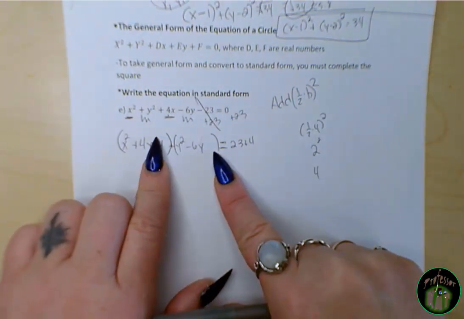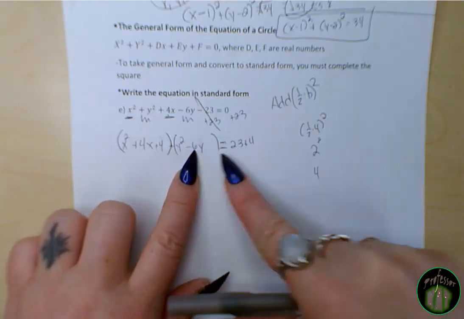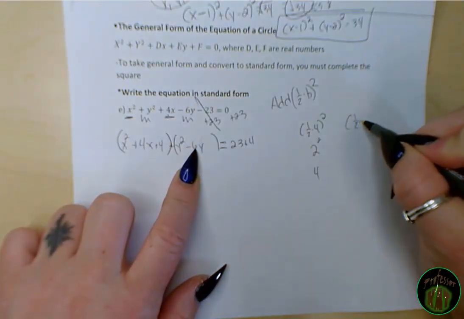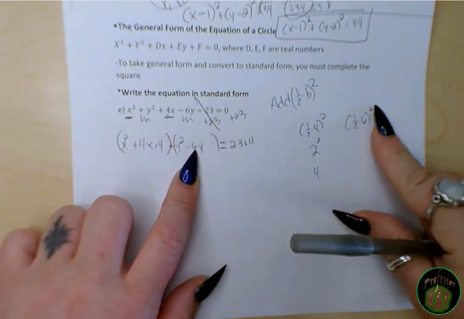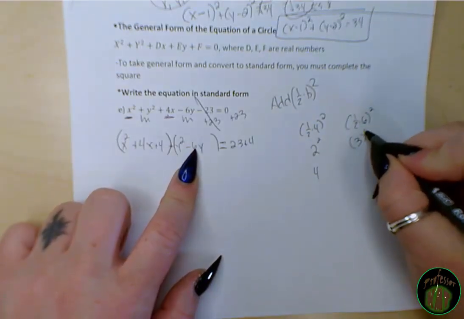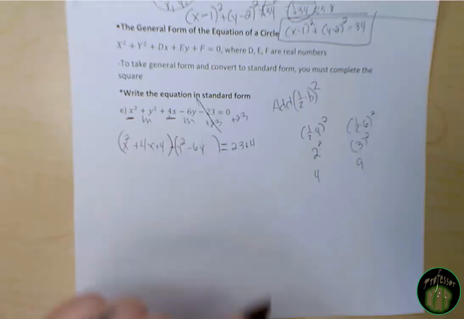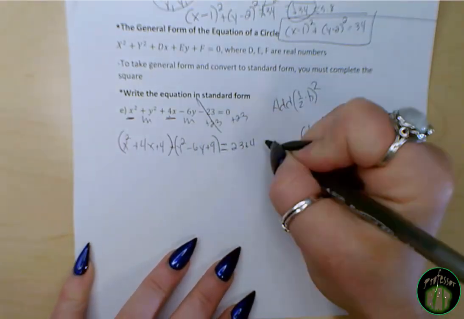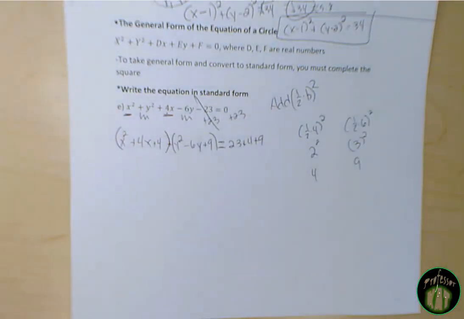Okay, we're going to want to do this again for the y's. If we look at our y's, b is a 6. So in this instance, we want to take half of 6 and then square it. Half of 6 is a 3, and 3 squared is 9. Add 9 to the left, add 9 to the right.